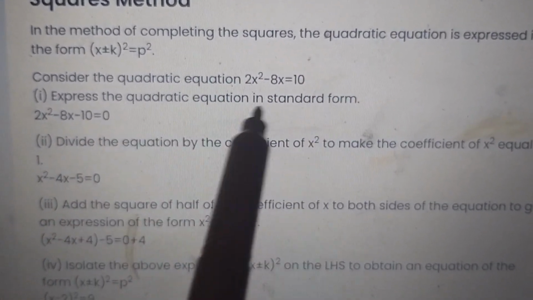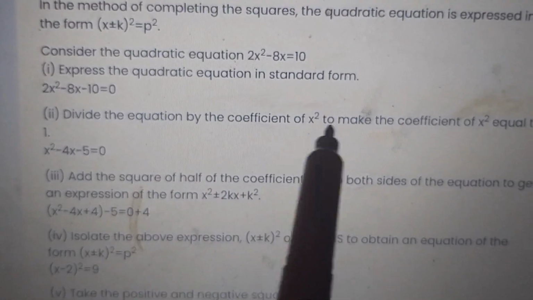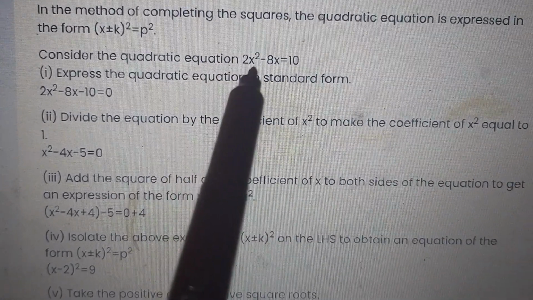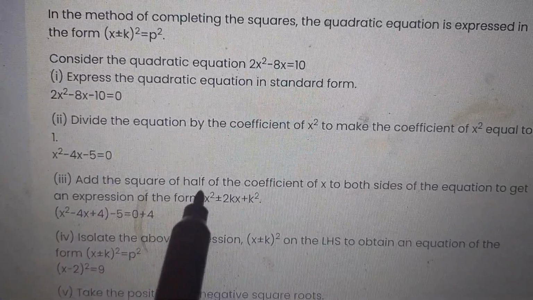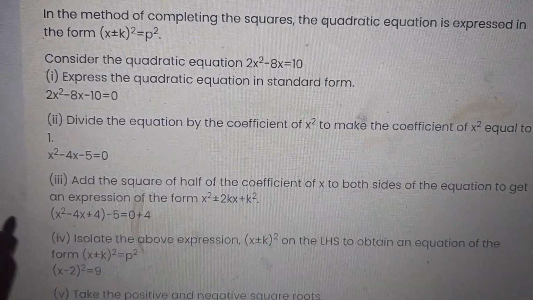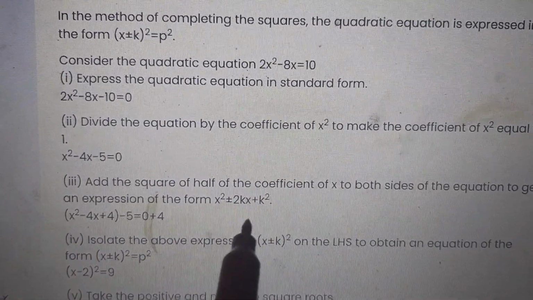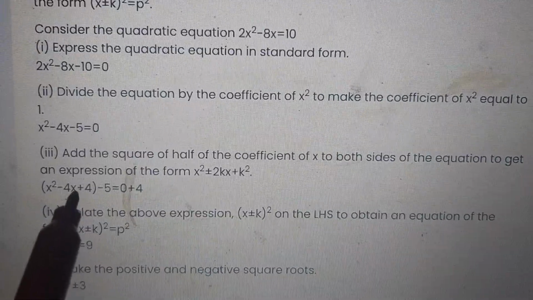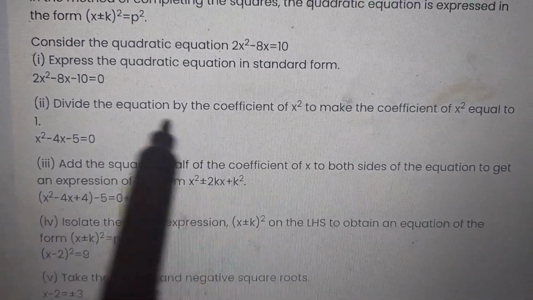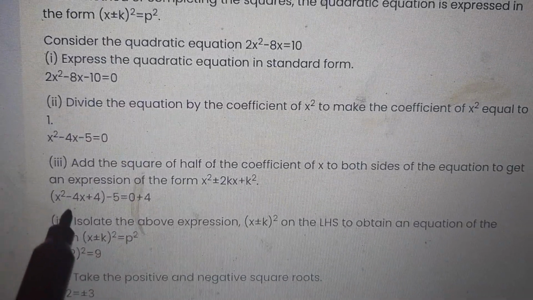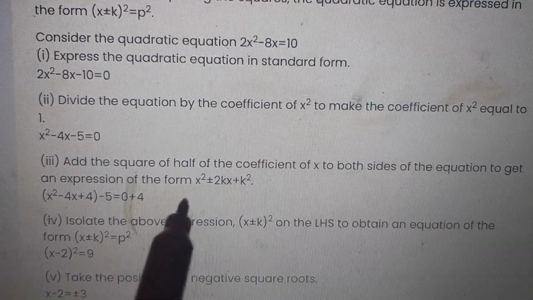Then express the quadratic equation in the standard form. Divide the equation by the coefficient of x square to make it 1. Here 2 is there, no? So we have to divide by that. Add the square of half of the coefficient on both sides, so we get x square plus or minus 2kx plus k square. After simplifying, we get x square minus 4x plus 4 minus 5 is equal to 0.